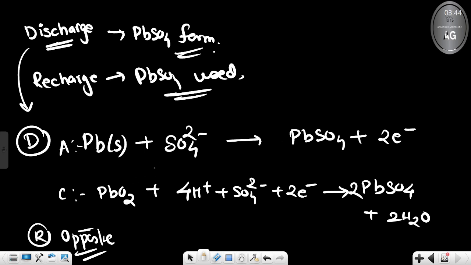So multiple choice might be correct, like they are giving you 4 options and they are saying A and B is correct, B and C is correct, like this. Clear? So reaction understood. Lead plus sulfate forms lead sulfate plus 2 electron. Lead oxide plus 4H plus SO4 plus 2 electron forms 2PbSO4 plus 2H2O. This is the reaction that you have to read. Done. Okay. Clear?